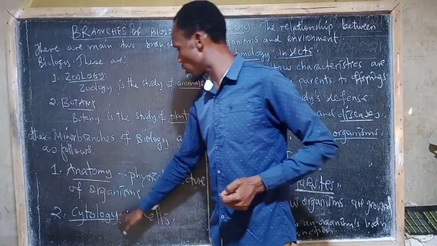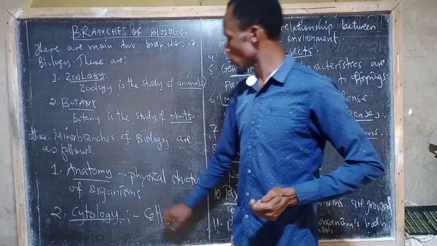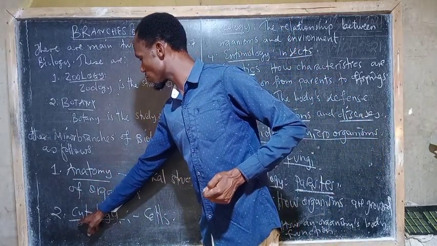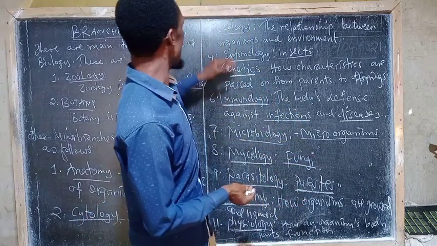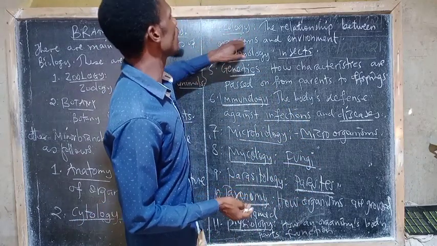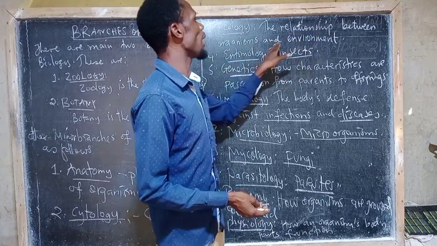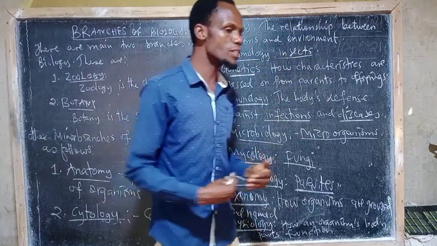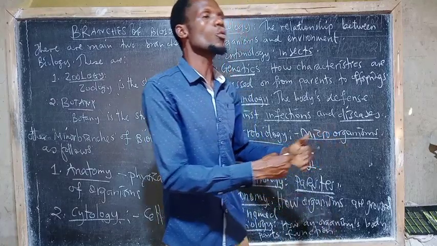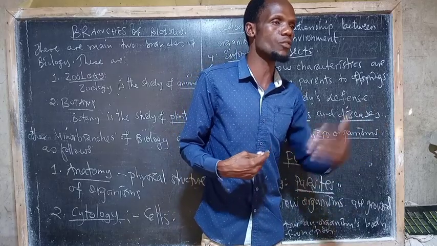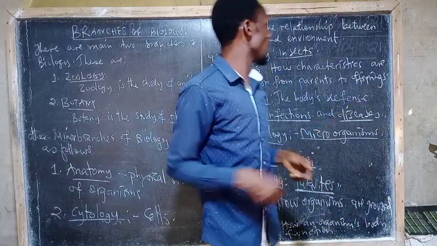But also we have cytology, the study of cells. If we are just studying cells, we are dealing with the branch of biology called cytology. But also we have ecology. This deals with the relationship existing between organisms and the environment, meaning how the environment is related to living organisms and how living organisms depend on the environment that surrounds them.